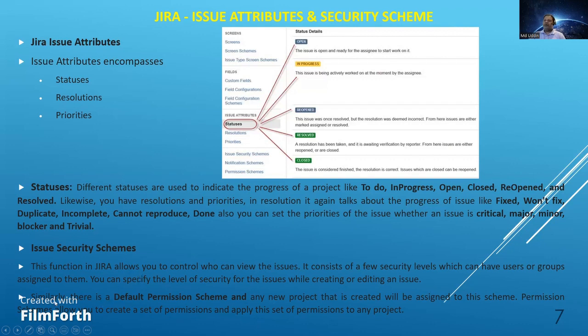Similarly, there is a default permission schema, and any new project that is created will be assigned to this schema. Permission schema allows you to create a set of permissions and apply the set of permissions to any project. So these are nothing but permissions on issues: who can see the issues, who can create the issues, who can modify the issue, who can delete the issue, all these things. By default, the permission schema is enabled, but the administrator or the Scrum Master can block it or change it.